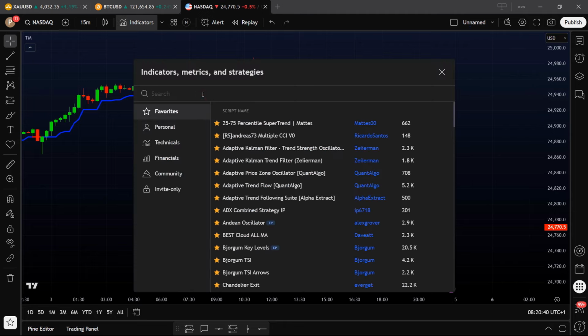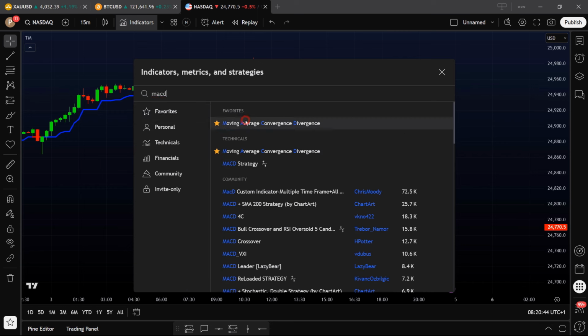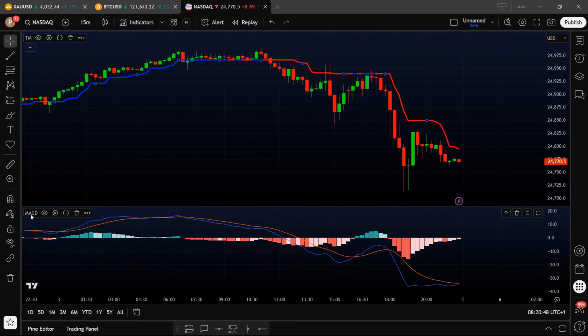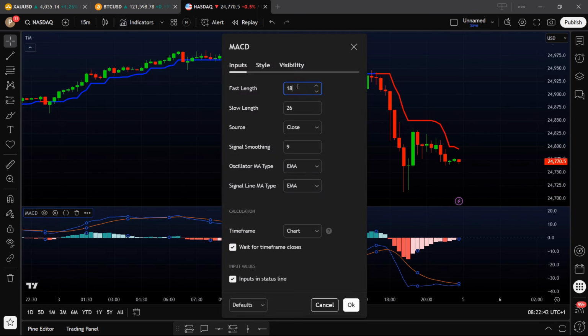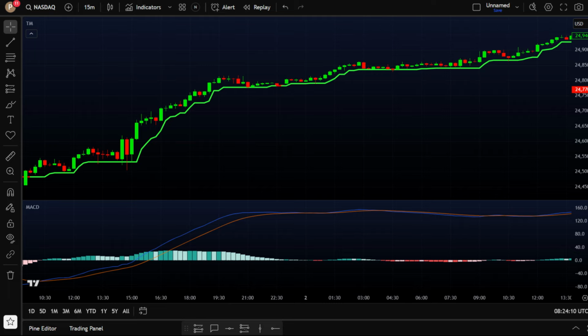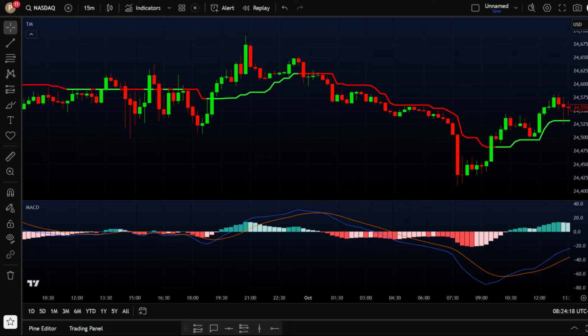Next, we confirm momentum. Add the MACD indicator. Go to the settings, change the fast length to 18 and the slow length to 144. This helps us focus on stronger market moves. Our rule is updated. For a buy signal, the MACD histogram must also be green. For a sell signal, the histogram must be red.